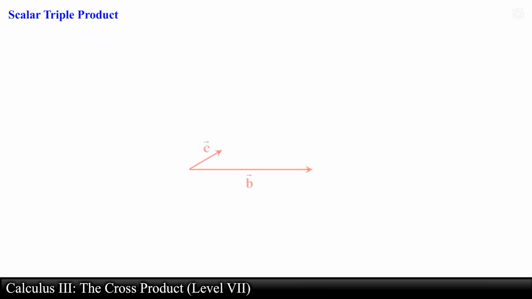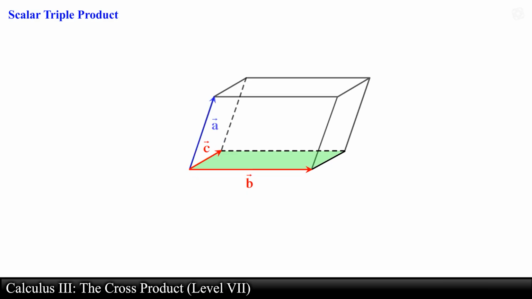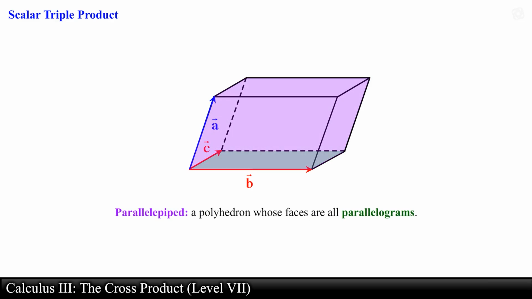The cross product, level 7. In this video, we will go over our first application of the cross product. In the previous video, we used the cross product to find the area of a parallelogram formed by 2 adjacent vectors. We can extend this idea to 3-dimensional space and use the cross product to determine the volume of a parallelepiped, a polyhedron whose faces are all parallelograms.